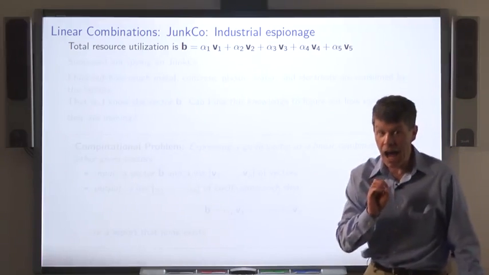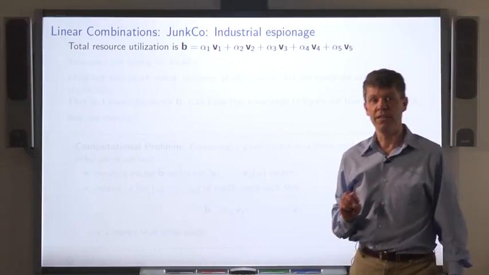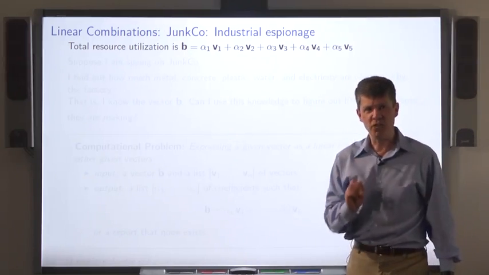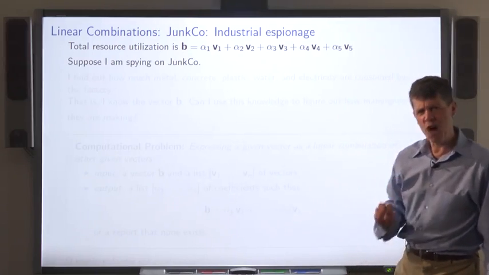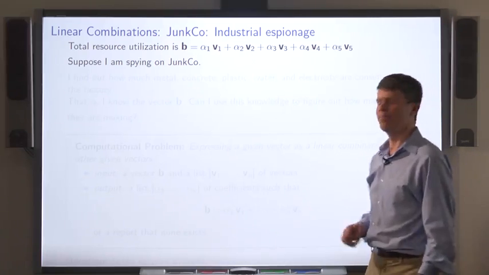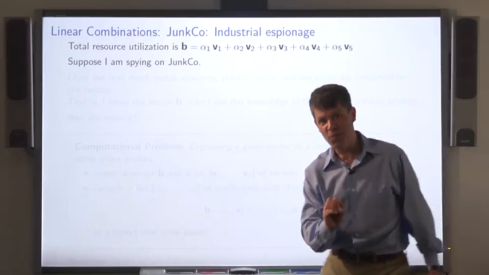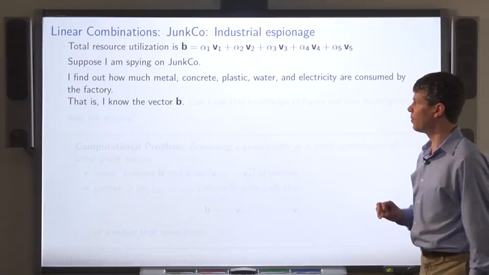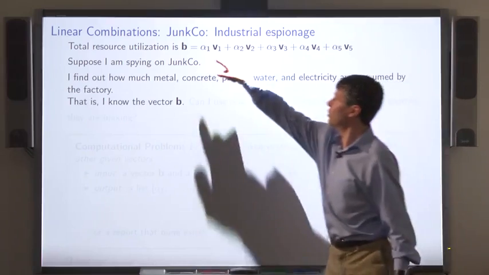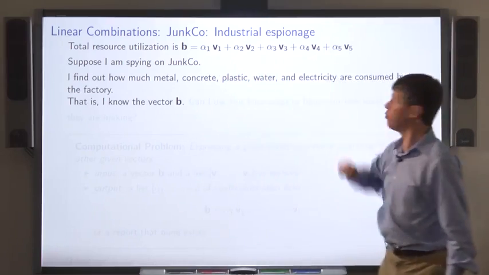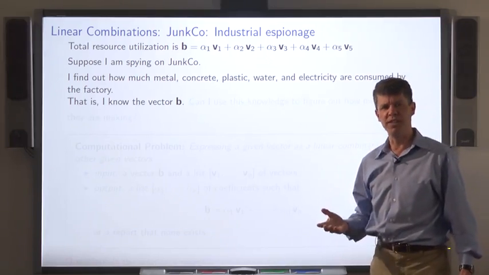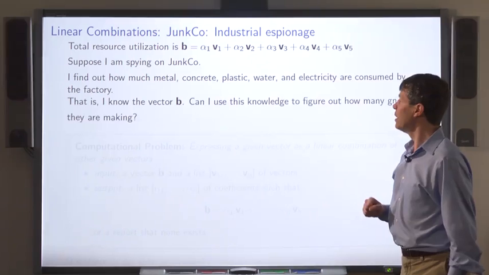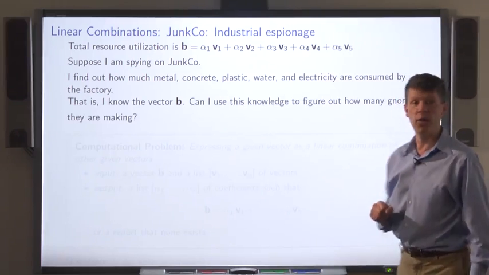In fact, I don't know how much of each product Junko makes. That's what I want to find out. I want to carry out industrial espionage to figure out exactly how many garden gnomes Junko is making. How can I do that? Well, let's say I know how much of each resource they're consuming. I know the vector b in this equation. And I know the vectors v1 through v5, because I know how much resources making a garden gnome requires. I want to figure out alpha 1 through alpha 5. How can I do that?